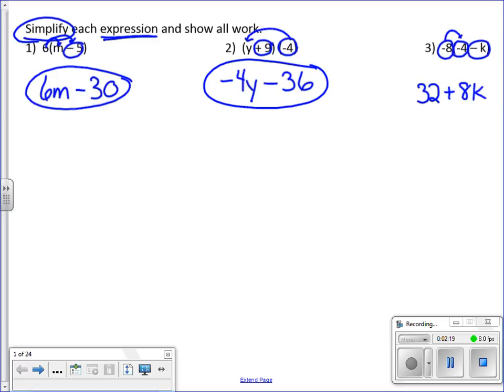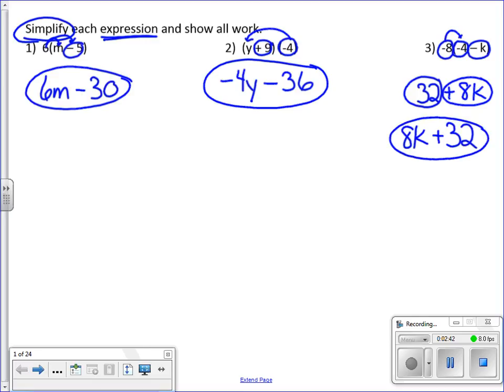Now, the only thing is, I've mentioned before, whenever you are writing expressions, you should have the term that has the variable first. So what I really should do here is just switch this around. This is a positive 32. This is a positive 8k. So it's going to be 8k plus 32. And then this is actually my final answer right here. If you left it as 32 plus 8k, that would be okay. I'm not going to take off.